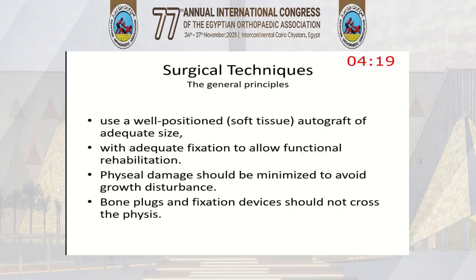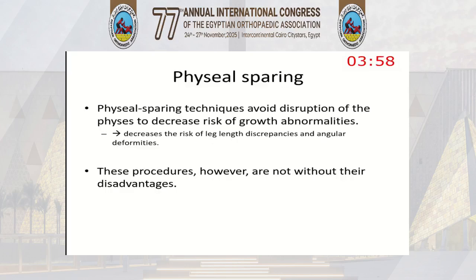The general principles of the surgical techniques are, number one, to use a well-positioned, soft tissue autograft of adequate size. Number two, adequate fixation to allow functional rehabilitation. Number three, minimize physeal damage to avoid growth disturbance. Number four, bone plugs and fixation devices should not cross the physis.